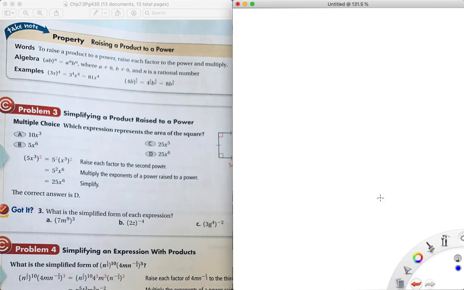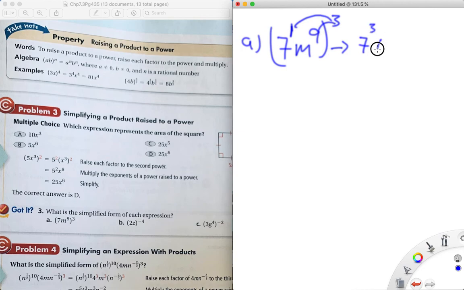So let's do a couple. This is Got It number 3, letter A, which gives me 7m to the 9th raised to the 3rd power. Again, there's a 1 here if you want to put a 1 here. It's going to be 3 times 9, 3 times 1, so it's going to be 7 to the 3rd power times m, and this m is going to be 3 times 9, so that's going to be to the 27th power.